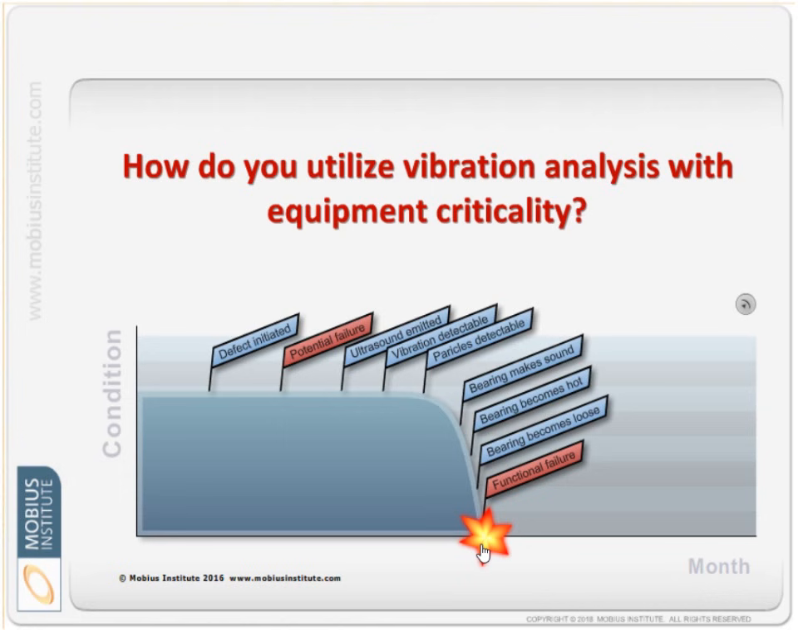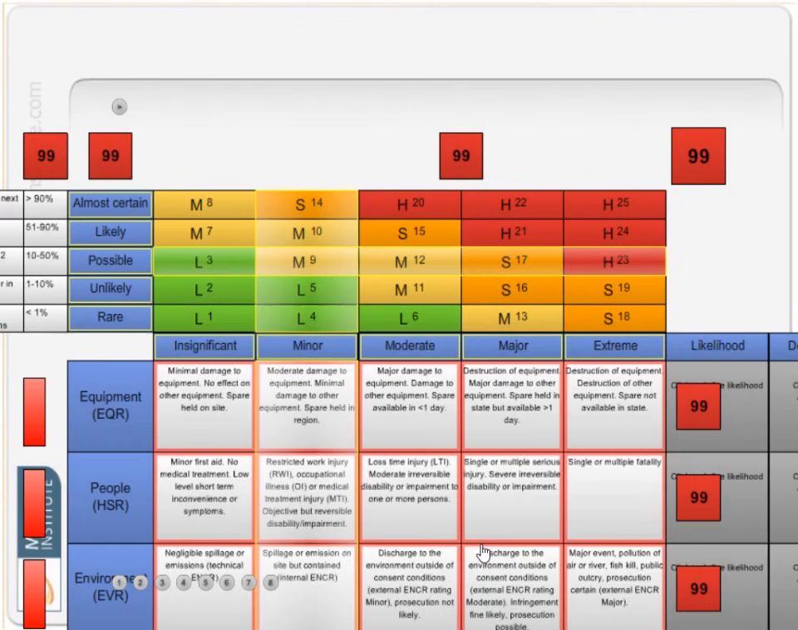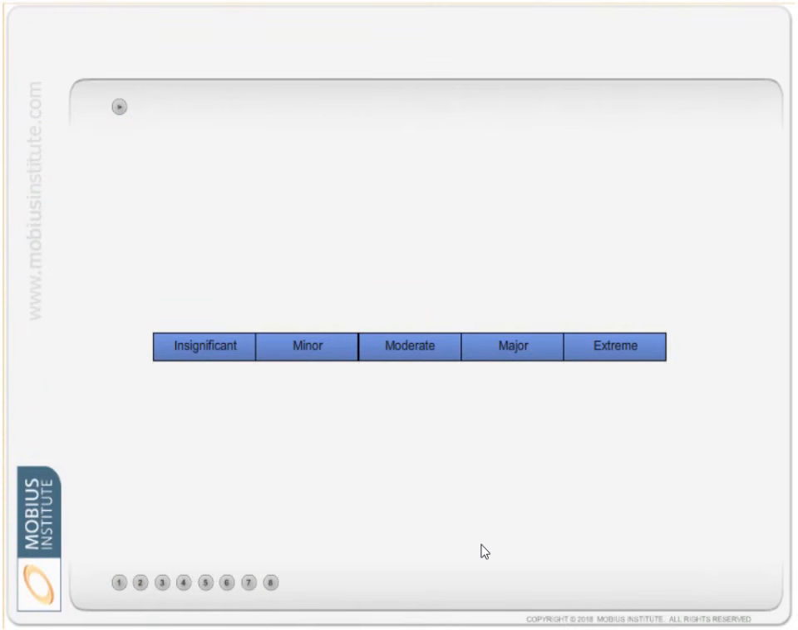But I still haven't mentioned what criticality is. So let's do that. On a really simple basis, we can just say, well, how critical is a piece of equipment? Is it moderately critical? Is there a major consequence of failure? Is there an extreme consequence of failure? And unfortunately, most people think of equipment in just this way, or maybe even simpler than that. It's just critical, or it's essential, or it's non-essential. It's just as simple as that.